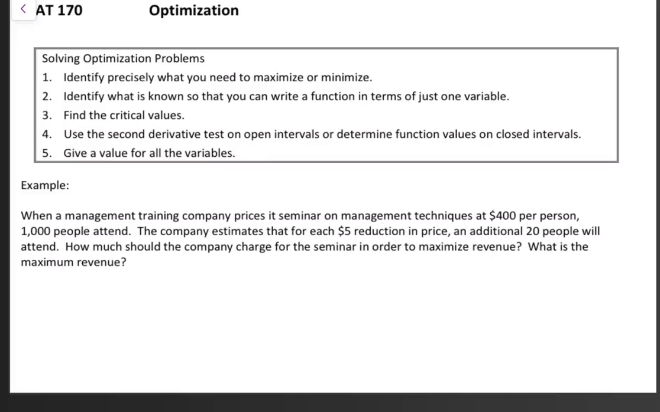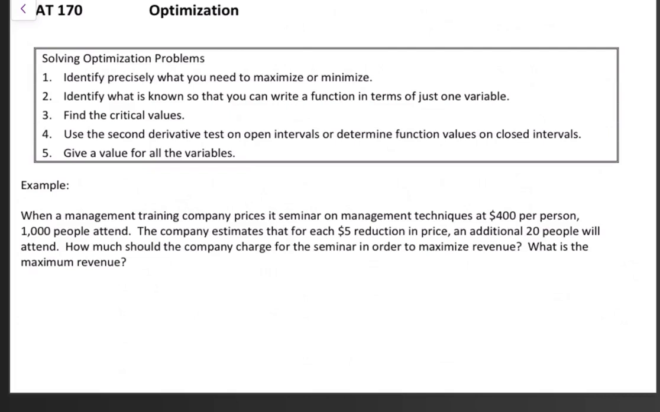In this video, we're going to take a look at an application of finding absolute maxes and absolute mins. These types of application problems are typically called optimization problems. And there's not really a nice set of steps that you can follow for every single word problem because they change so much. But here's sort of a guideline for solving them.